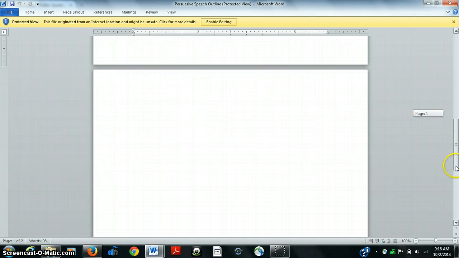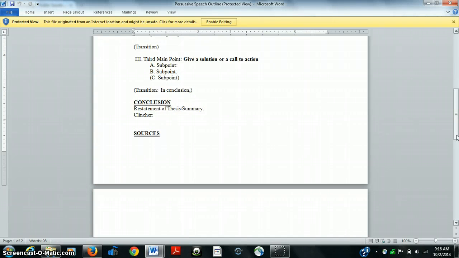And then your sources, as I said, we will cover this in class. What I would like to see for a source or reference list this time around is something more substantial than before, but we will get to that in our speech workshop days.